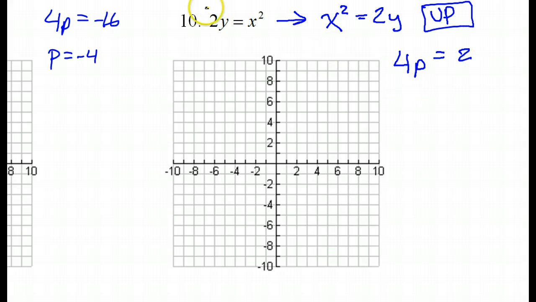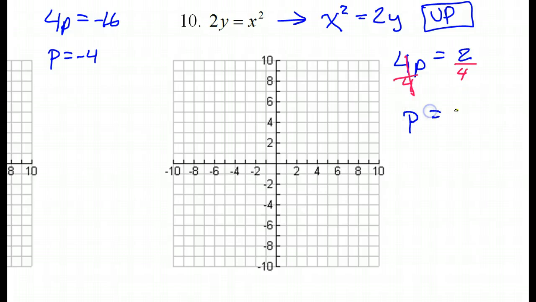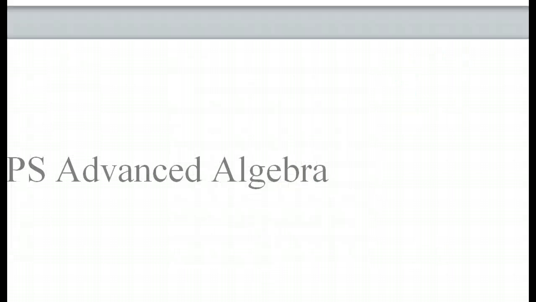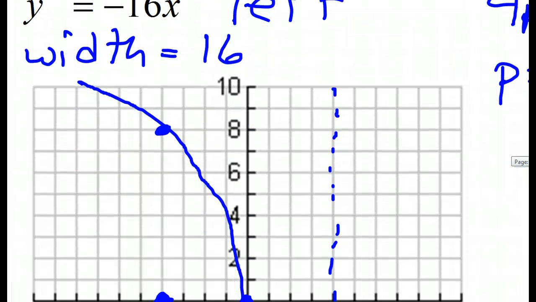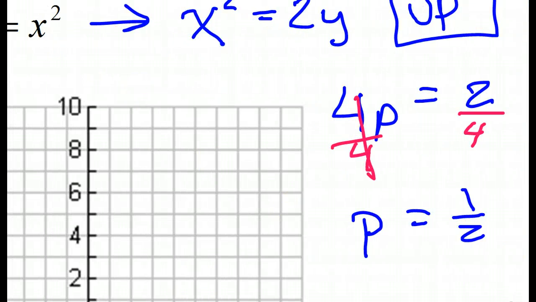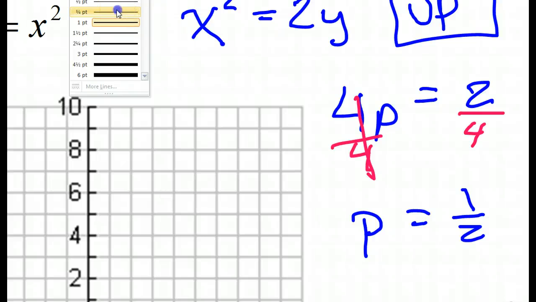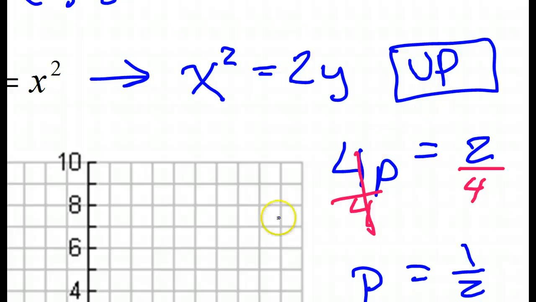So if I divide both sides by 4, maybe I'll show it this time. Then I'm going to get p is equal to 1/2. Okay, so that's very tiny, but I got to deal with it. Maybe I'll zoom in to help me out a little bit. Yeah, so I decided that p is equal to 1/2. Okay, and remember, I'm going up.